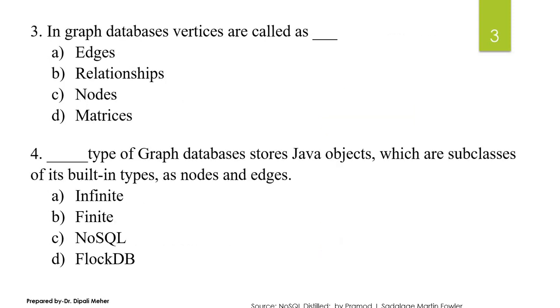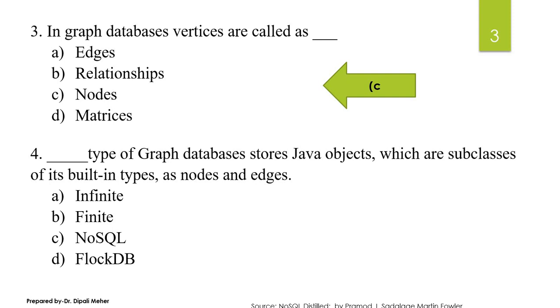Next question is, in graph databases, vertices are called as dash. Options are A. Edges, B. Relationships, C. Nodes, D. Matrices. Correct option is option C. Nodes. In graph databases, vertices are called as nodes.